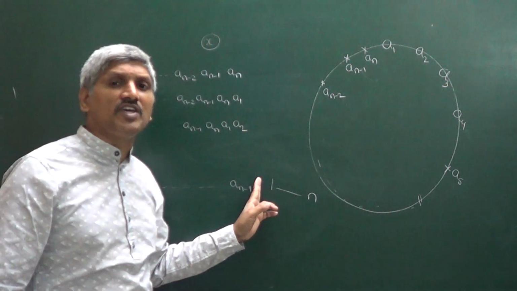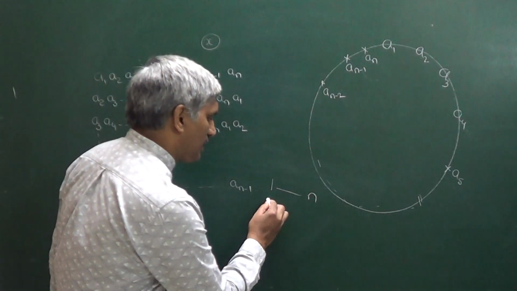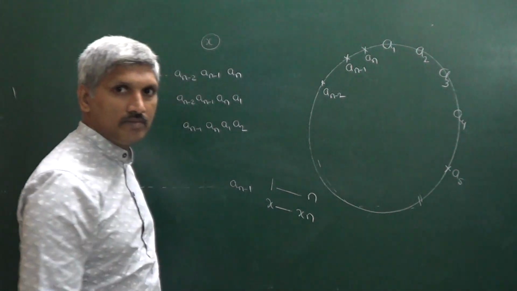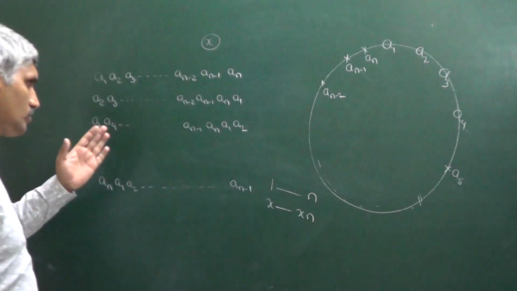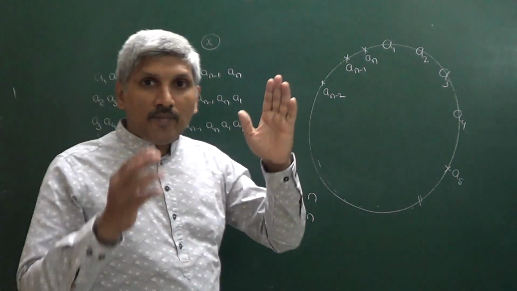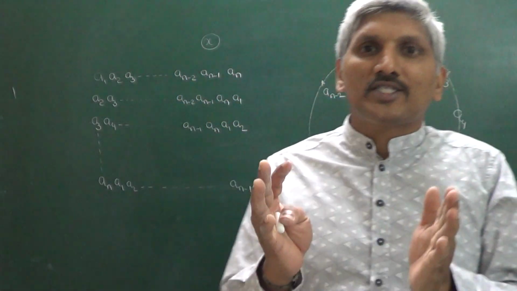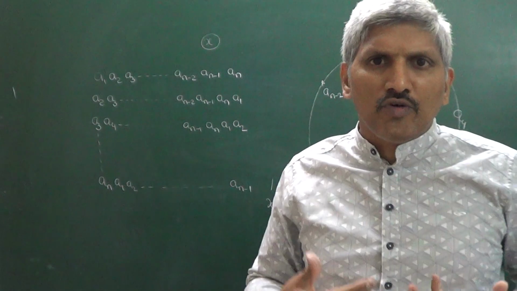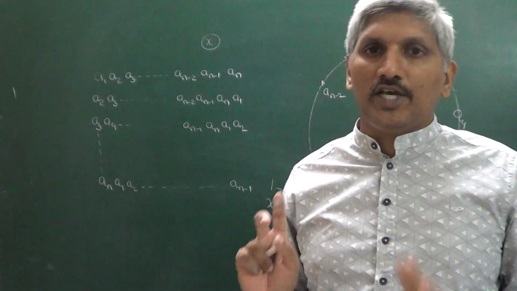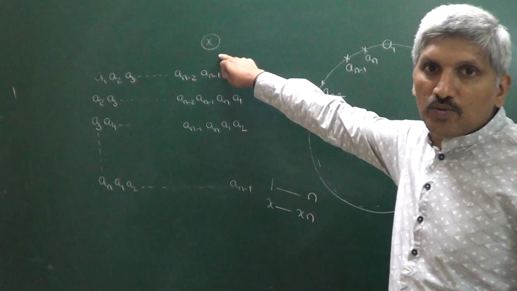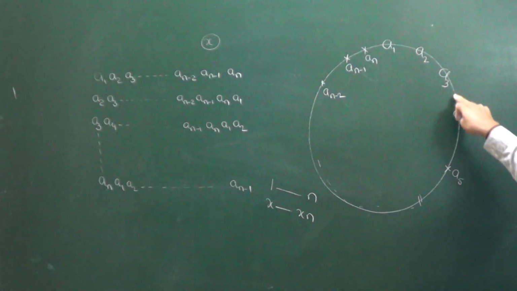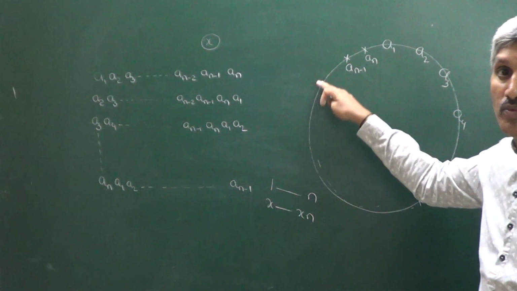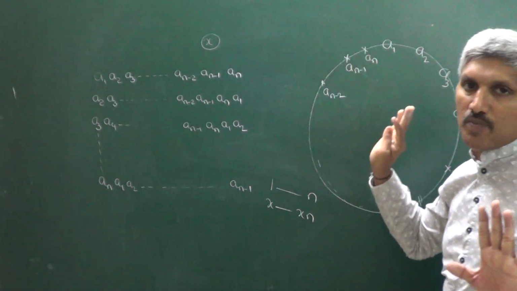But 1 is giving n, means definitely x will give x into n, right? Once again, I am assuming n objects can be arranged along a circle in x ways, because we don't know, we are assuming x ways. Among those x possibilities, this is one of the possibilities: a1, a2, a3, a4, a5 and so on up to an.